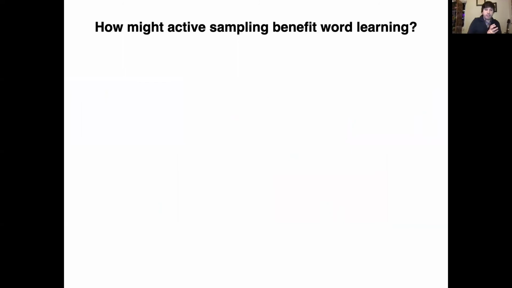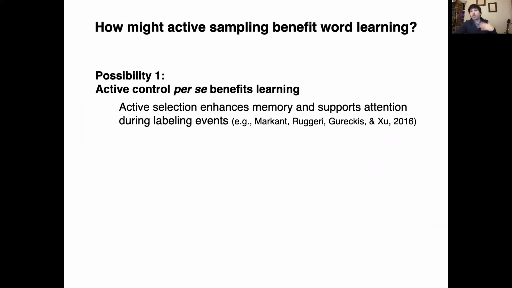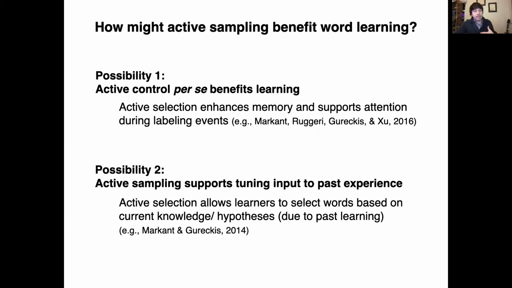To help set up the passive conditions, let's consider two possible ways that active sampling could benefit learning. And I'll just stress here that these possibilities are not mutually exclusive. Here I'm going to be pulling on existing explanations that have found support in the active learning literature, broadly speaking. So one possibility is that active control per se benefits learning, maybe because it enhances memory encoding during the learning event or supports attention during that labeling event. A second possibility is that active sampling is helpful because it allows learners to select information that matches their current knowledge state or is informative given past learning, the words they need to hear, the words they need to learn about, in Lois Bloom's words.